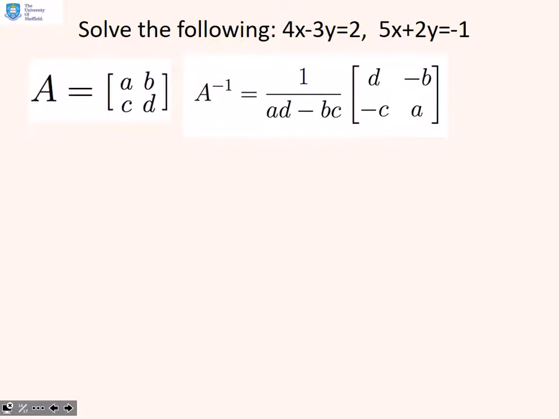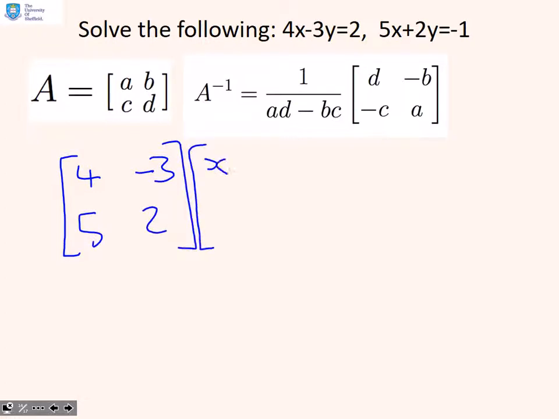So here's a different example for us to solve ourselves. Solve the following: 4x minus 3y equals 2, 5x plus 2y equals minus 1. So the first thing I do is write these in matrix form. So I get 4 minus 3, 5, 2, that's my A matrix, times x, y, equals 2, 1.